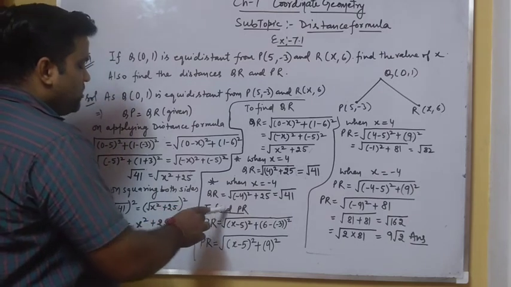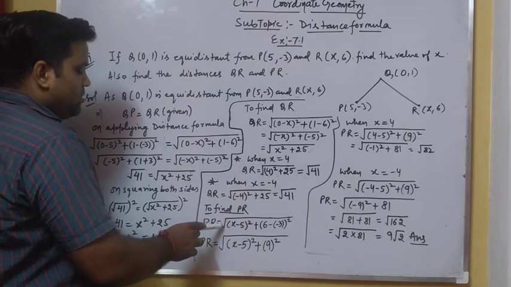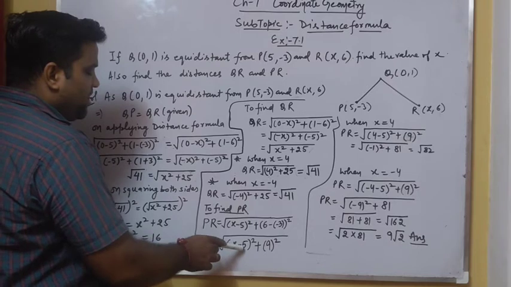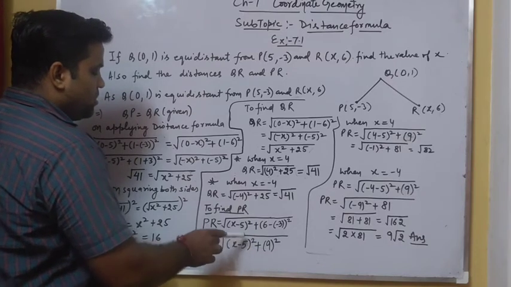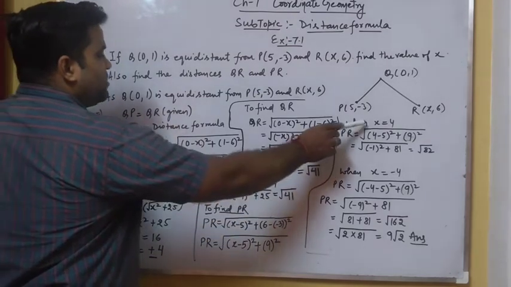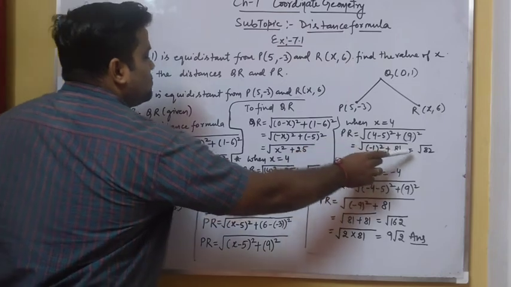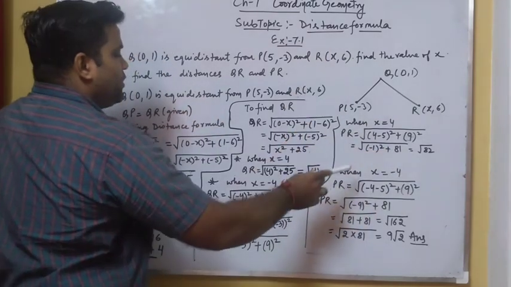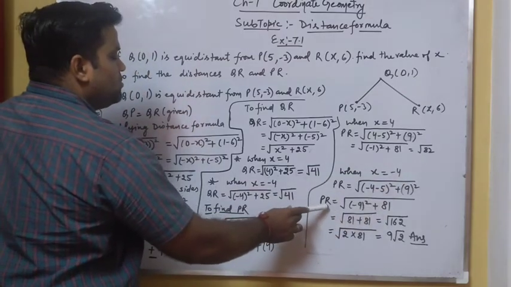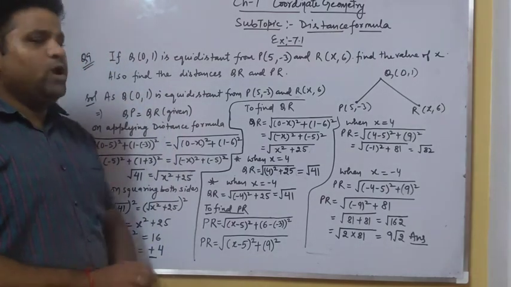Now let us find the distance between P and R. The distance between P and R is given by under root x minus 5 whole square plus 9 square, after applying the distance formula. Again, when we take x equal to 4, the distance between P and R is coming under root 82, or when we take x equal to minus 4, the distance between P and R is coming 9 root 2 after solving, which is the required answer.